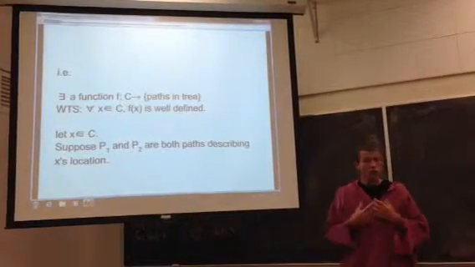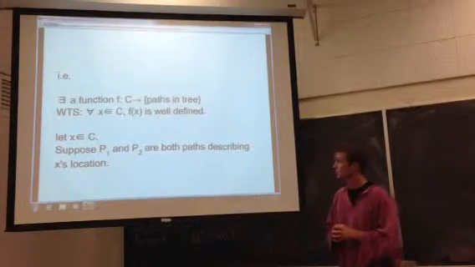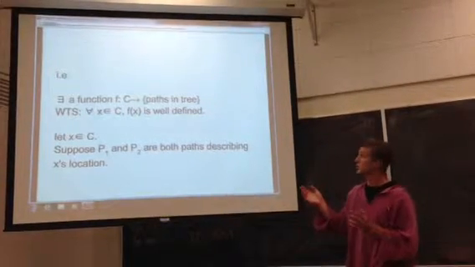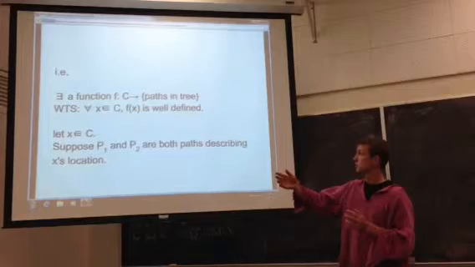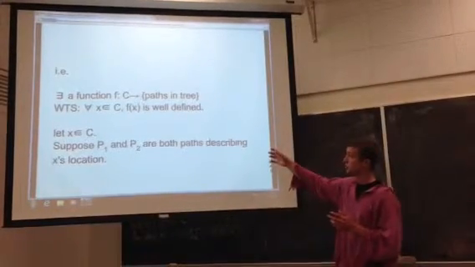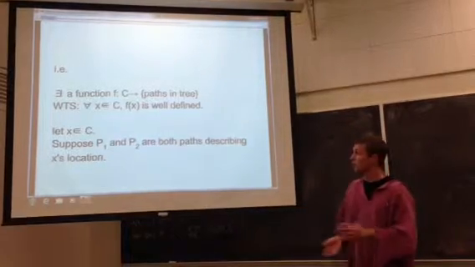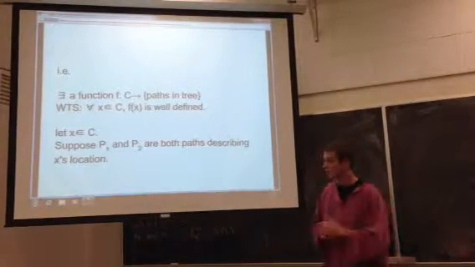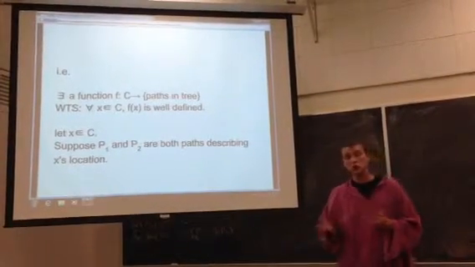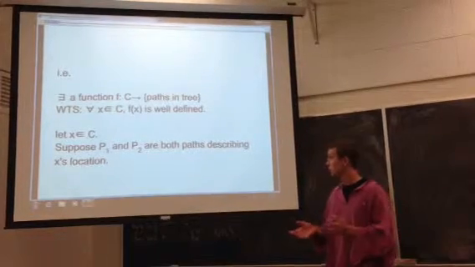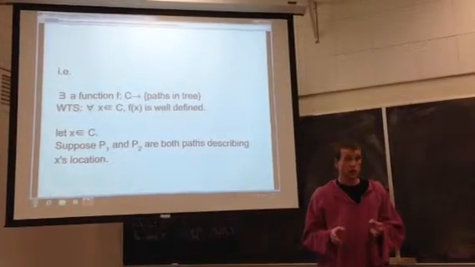Okay, so I'm going to show well-definedness. We want to show there exists a function from the Cantor set to the set of all paths in the tree, such that for all x in the Cantor set, f of x is well-defined. So let x be in the Cantor set. Suppose P1 and P2 are both paths describing x's location. Next slide.